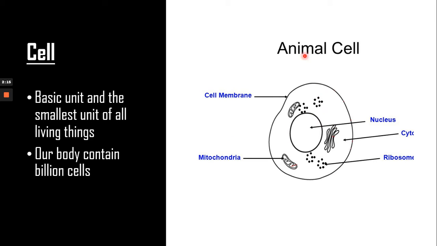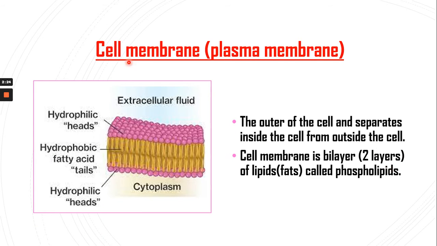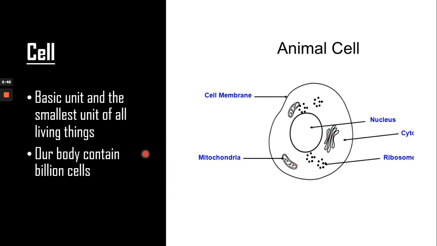Also, this is an illustration of an animal cell: cell membrane, mitochondria, nucleus, cytosol, and ribosome. Cell membrane, sometimes we call it plasma membrane. It is the same. The plasma or cell membrane is the outer layer of the cell and separates the inside of the cell from the outside. Go back here. Do you see this cell membrane? It separates the inside of the cell from the outside of the cell. Okay?